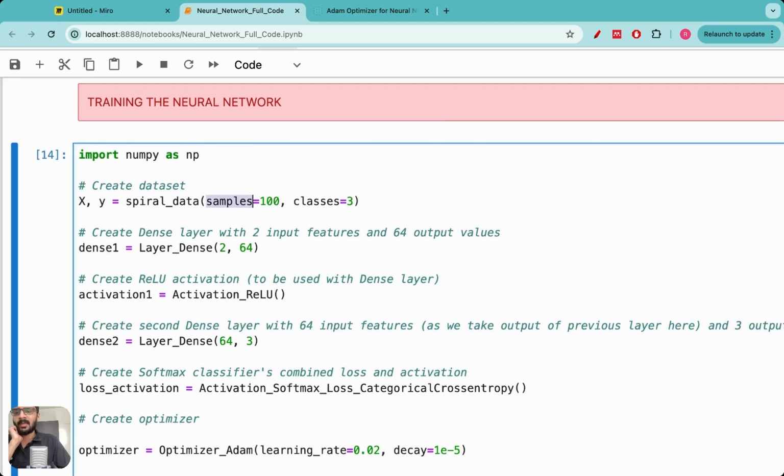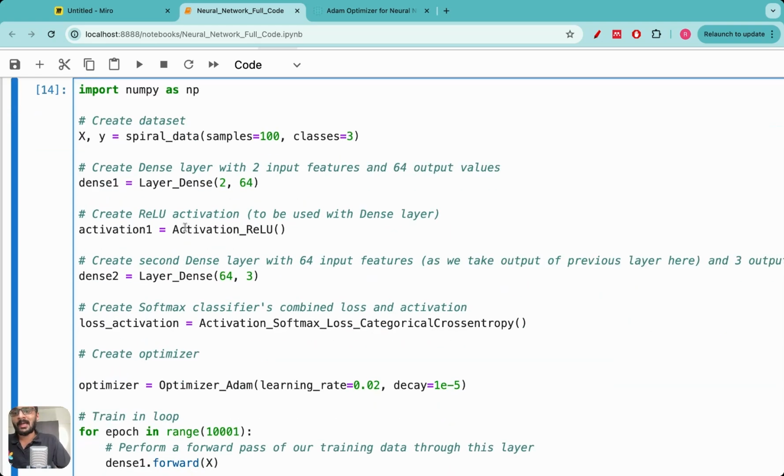Initially, what we'll be doing is that we'll be creating the spiral data, and we are going to be using 100 samples, and there are three classes: red, green, or blue. Okay, then we are going to call the layer dense class. Remember, we defined the layer dense. The first argument here is the number of inputs, and the second argument here is the number of neurons. So I am going to use two inputs, x1 and x2, and there are 64 neurons.